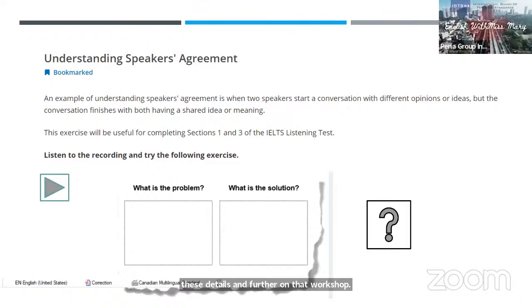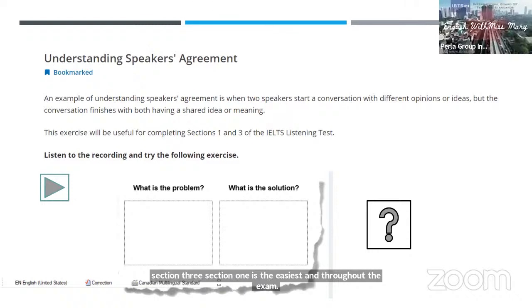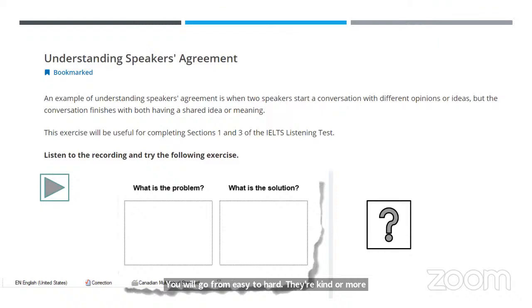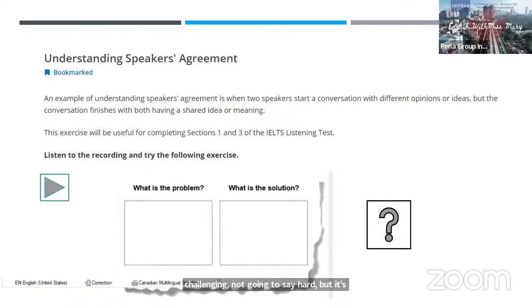However, here there's always a problem and there's a solution when it comes to these types of conversation, especially in section 3. Section 1 is the easiest, and throughout the exam you will go from easy to more challenging. I'm not going to say hard, but it's more challenging as you go through the sections, because it gets faster. The accents might change. There will be more people talking. All right.